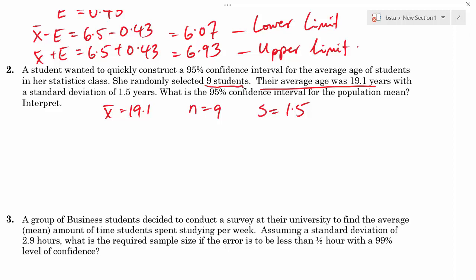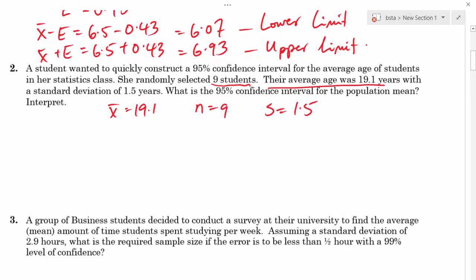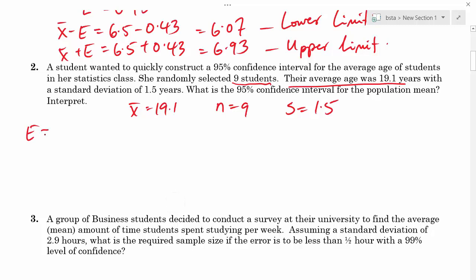Because we have the sample standard deviation, we are going to be using T. So our margin of error formula is going to be the T formula here, S over root N. We already have S, we already have N. The only thing we need to find here is T. So to find T, we go to the T table. And if you remember, T uses what we call degrees of freedom. What's the formula for degrees of freedom again? N minus 1. So N here is 9, so the degrees of freedom is 8.